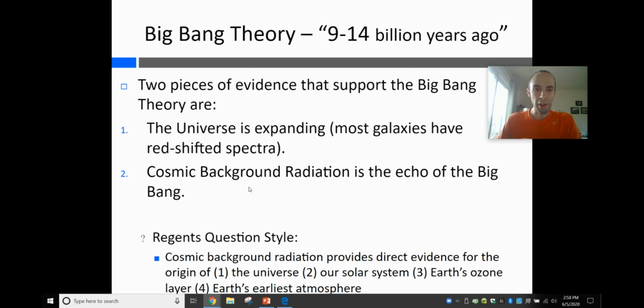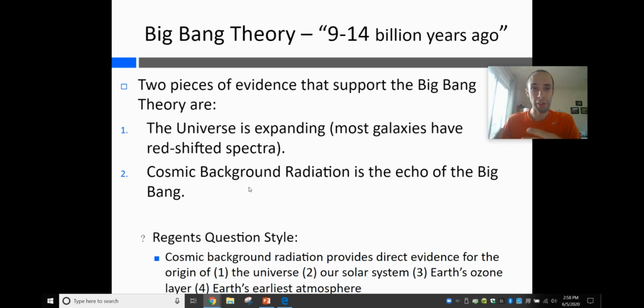So if you ever see a question on the Regents exam, or not the Regents exam, on my exam about the Big Bang, or any questions that I might ask in my book, or anything that you're doing in review related to the Big Bang, typically the answer is going to be this cosmic background radiation idea. It's evidence for the origin of the universe, the beginning of all things.